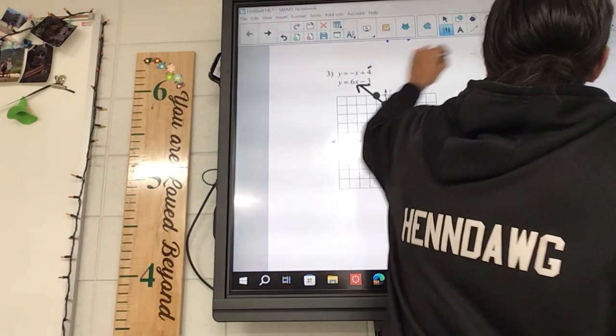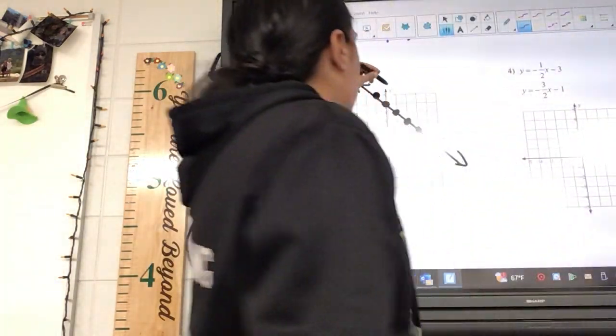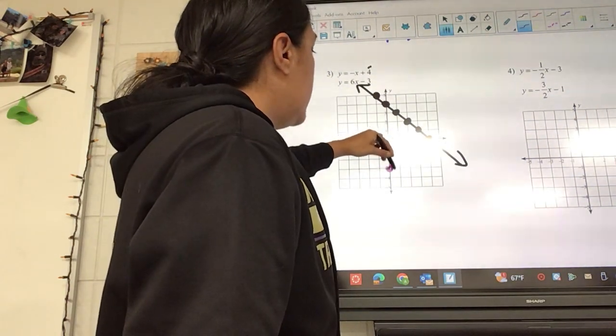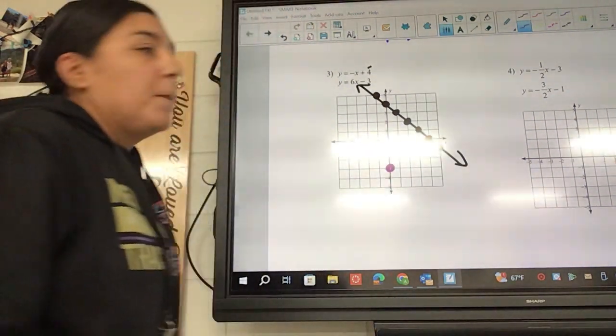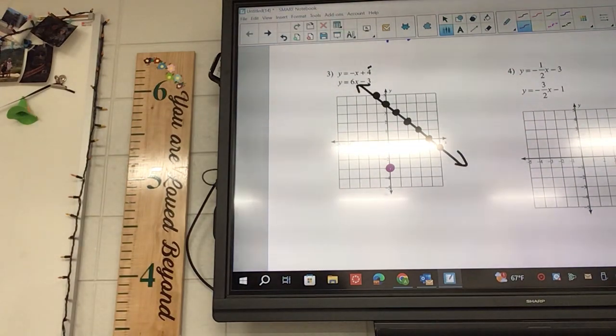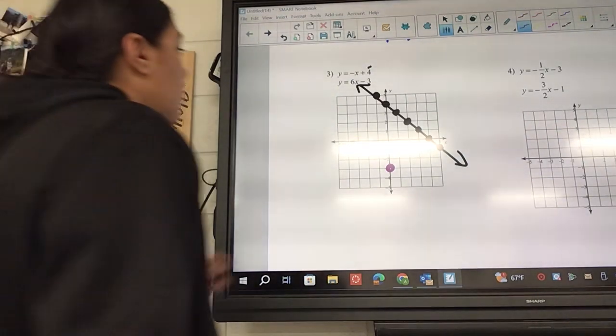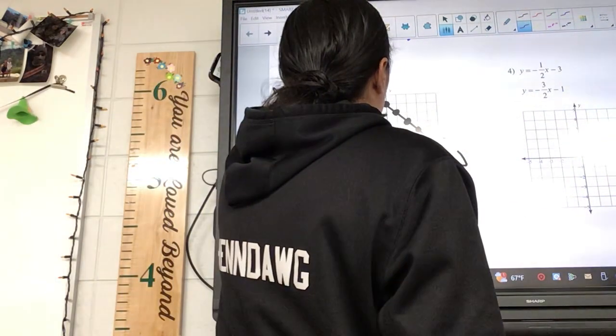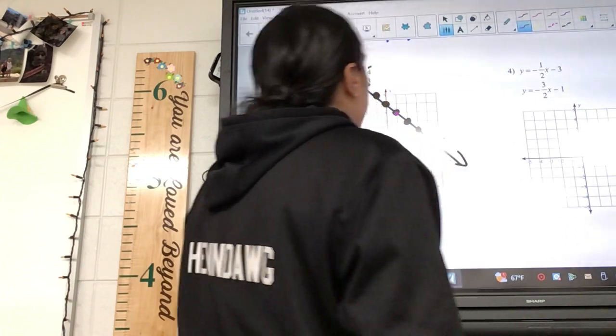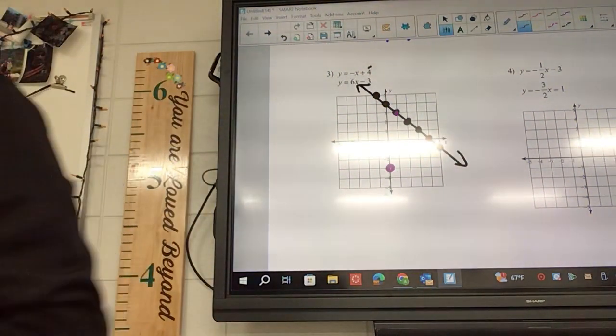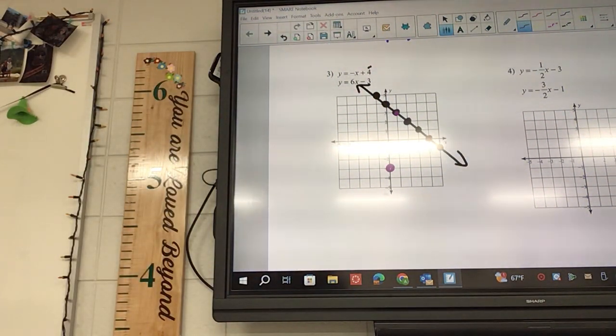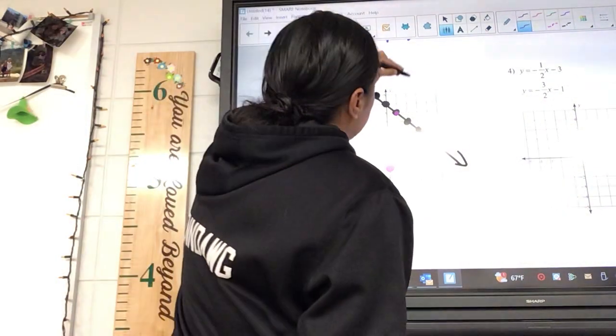Okay, line 2 starts where? -3. So we're going to go to the Y line, go to -3, and put our dot. What is my slope? 6 over 1. So from that purple dot, you're going to go up 6 and over 1: 1, 2, 3, 4, 5, 6, and over 1. And notice how mine is black and purple. That's our intersection dot. Okay, and so we're going to draw our line.